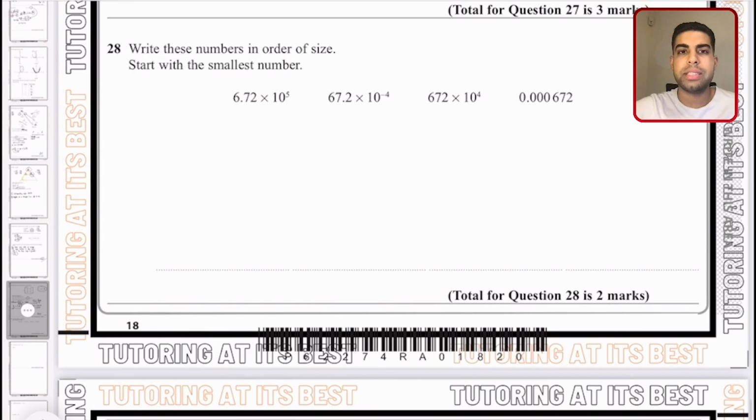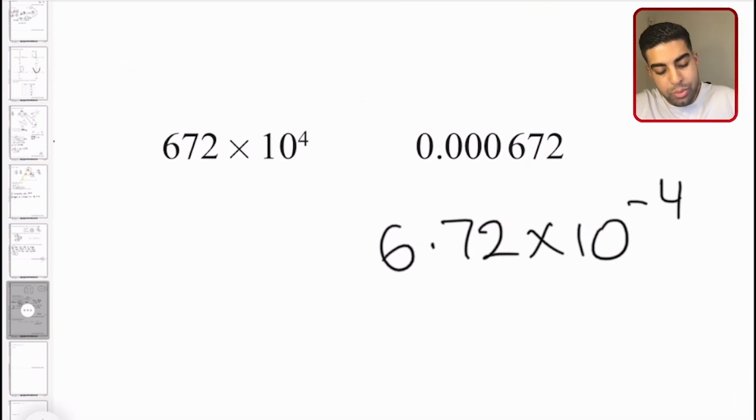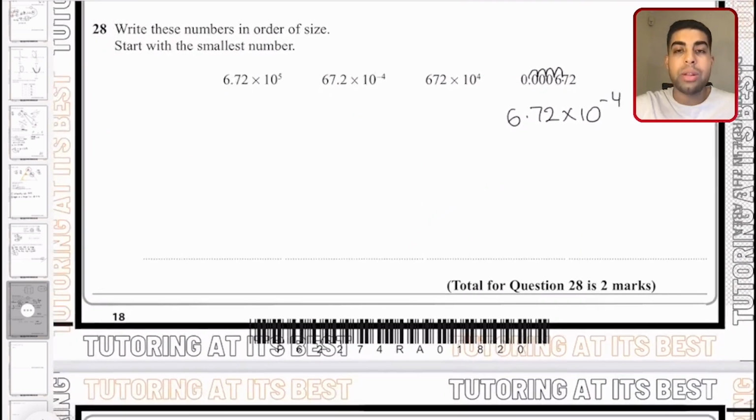Okay, question 28. Write these numbers in order of size, starting with the smallest. As you can see, we've got 3 numbers that are in standard form, but 1 is in decimals. So let's turn that into standard form too. That's going to be 6.72 times 10 to the power of minus 4. The reason it's minus 4 is that we need to jump 4 times, 1, 2, 3, and 4, to make the answer between 1 and 10.